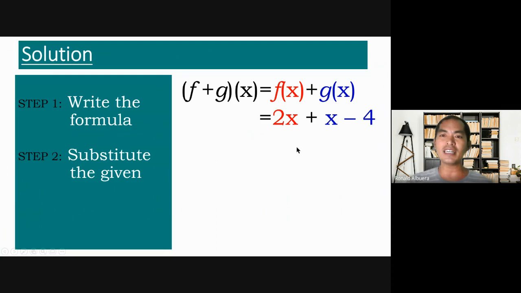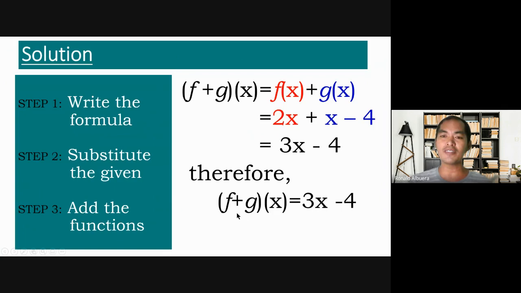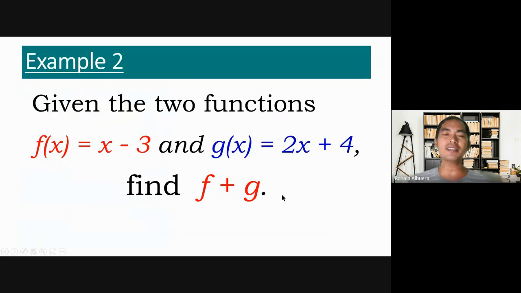Then after that is to combine similar terms. So you add now the functions by combining similar terms. 2x and x are similar, so we add the numerical coefficient. 2 plus 1 is 3, and we copy the same literal coefficient, which is x. Then we copy negative 4, and that's the sum of the two functions f plus g, which is equal to 3x minus 4.